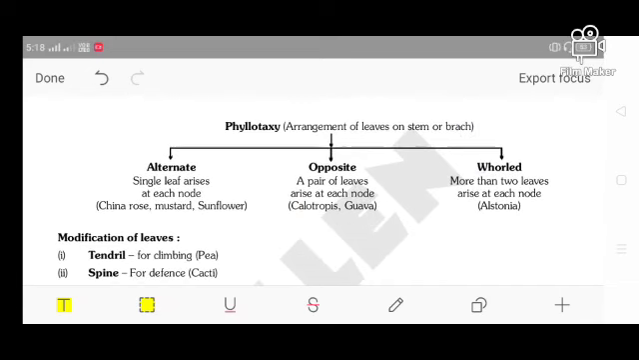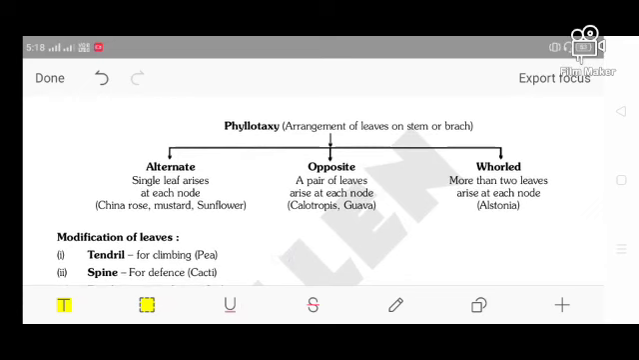The next one is phyllotaxy. What is phyllotaxy? It is the arrangement of leaves on the stem or branch, and it is of three kinds: alternate, opposite and whorled. What is alternate? In the alternate kind of arrangement, a single leaf arises at each node, like China rose, mustard and sunflower.